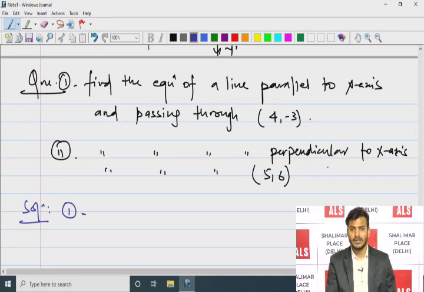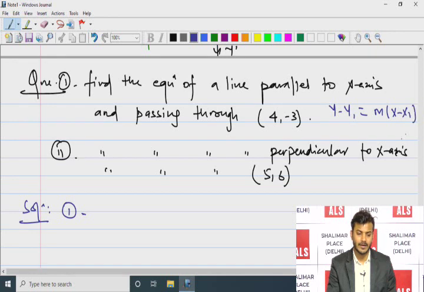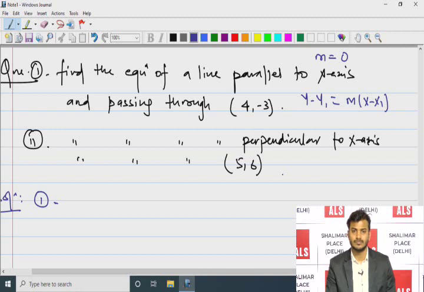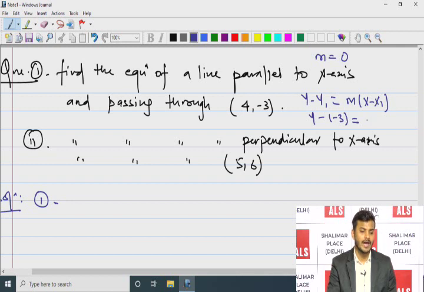If you are not good at the graphical approach with the graphs, then certainly the y minus y1 formula you can apply, right? What is the value of m? As we are given that the line is parallel to x-axis, m is equal to 0. So this will be y minus y1, minus 3, equals m, which is 0. So everything is 0 here, right? So you will get y equals 3.